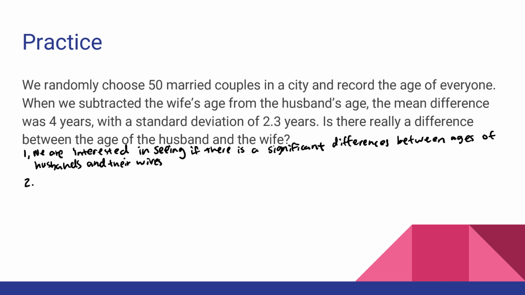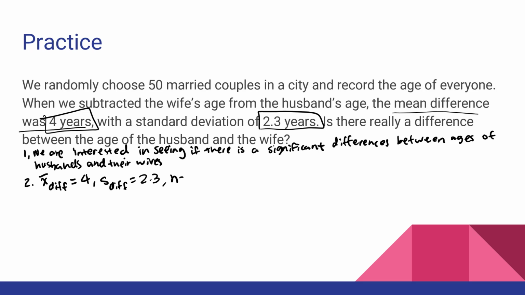So what are our important numbers? That would be our x̄ difference, our s difference, and our n and our df. Our x̄ difference is our sample mean difference. The mean difference here was 4 years whenever we sampled all these couples, so that is 4. Our s difference is the standard deviation of that, so that is 2.3 years. Our n is the number of couples that we're looking at, so 50. Our degrees of freedom is our number of couples minus 1, so 49. And that's actually all of our important numbers.